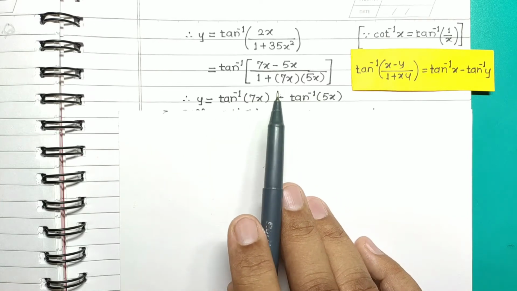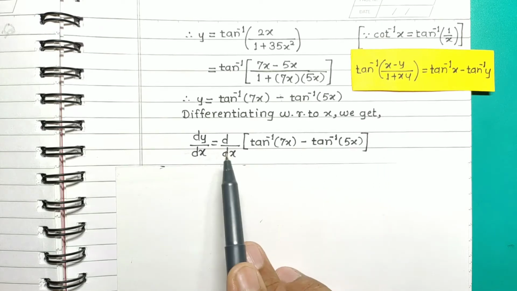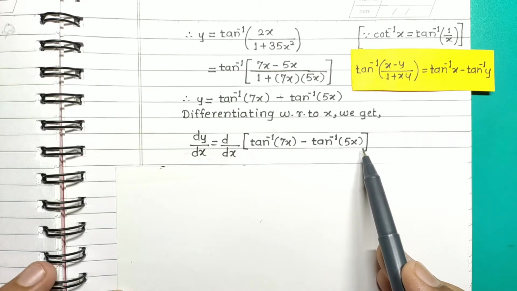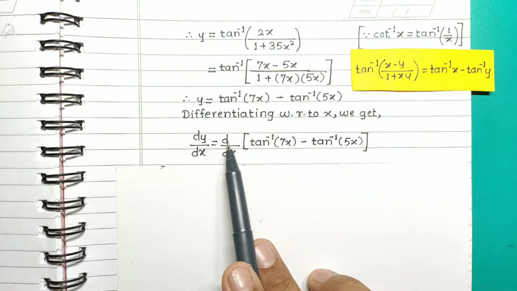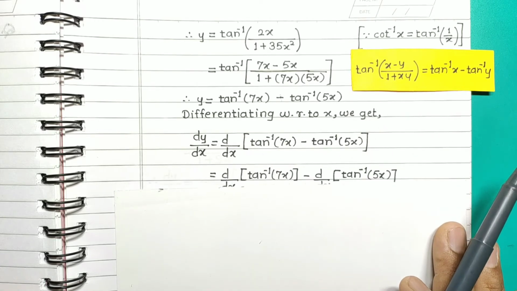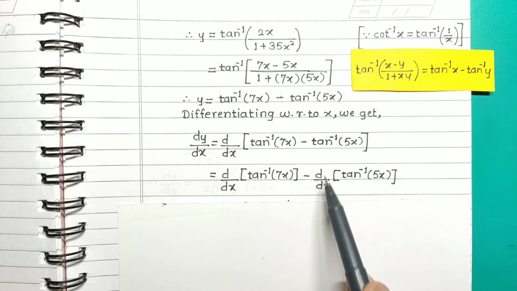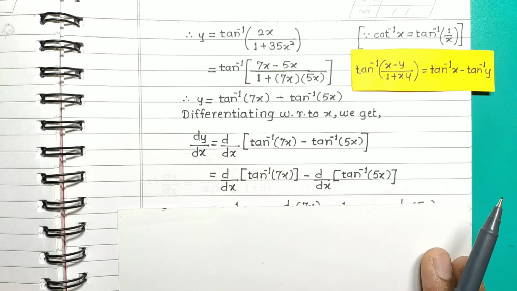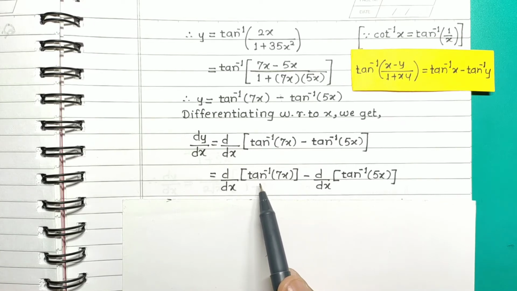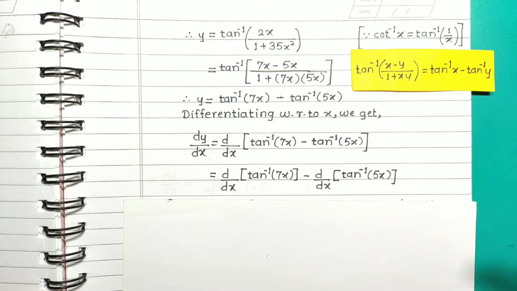So let's differentiate. Differentiating with respect to x, we get dy by dx is equal to the derivative of this difference, tan inverse of 7x minus tan inverse of 5x. So we have to find out the derivative of this difference. So it is nothing but the subtraction of their individual derivatives. So let's write down the derivative of tan inverse of 7x minus the derivative of tan inverse of 5x. Okay. Then see here, it is a composite function again. Okay. So let's treat it as tan inverse of something and use this standard formula.